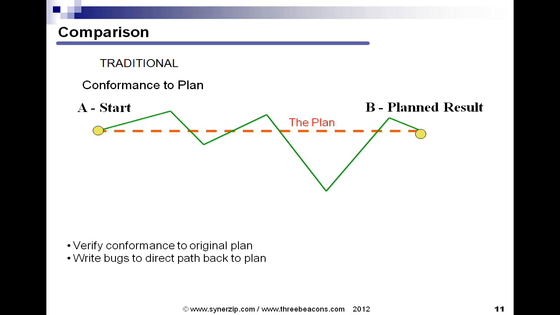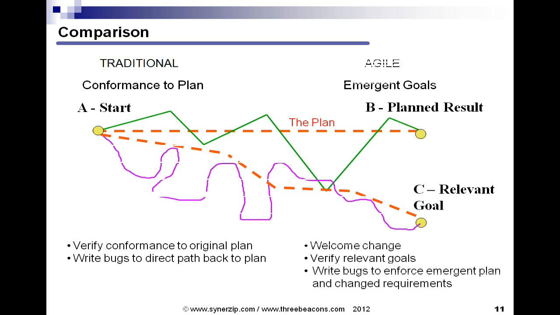And then as development and testing veers off of the plan, we take corrective measures to bring it back to conformance to the plan. In Agile, it's a little bit different. As development and testing veers off, we go back and ask, is it righteous to change the plan? And if so, we change the plan as we go. And so that's in support of welcoming change, verifying relevant goals, and then ending up with a system that's relevant for that point in time versus a system that was relevant 6 or 9 months ago.